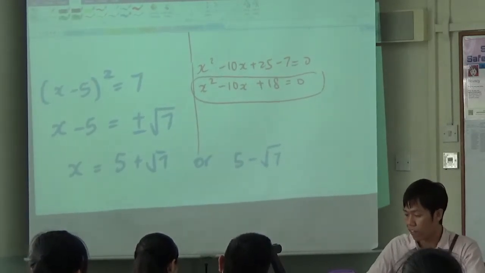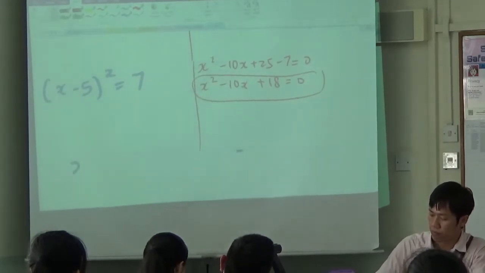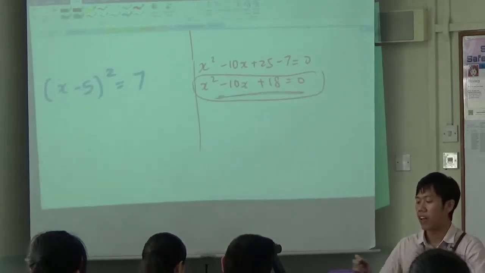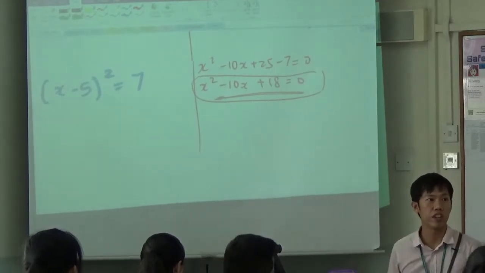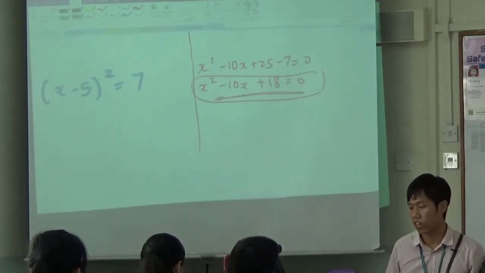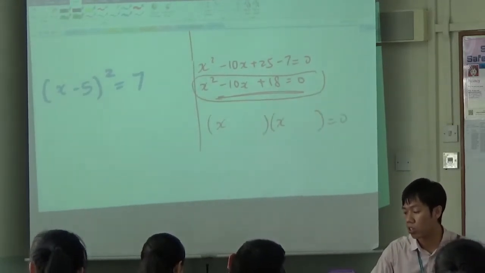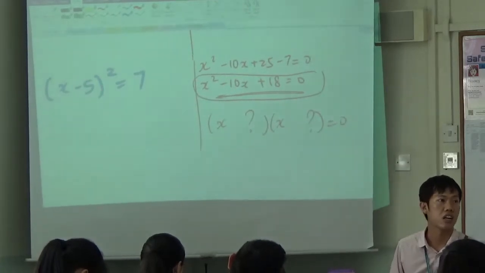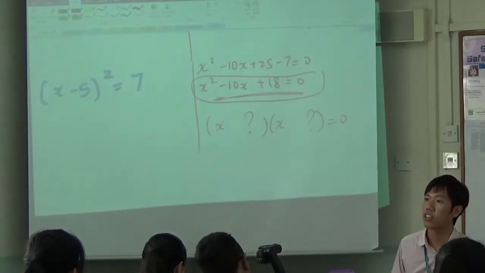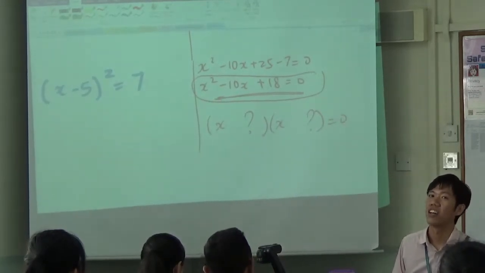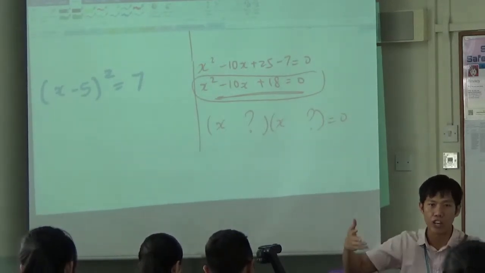Factorize? Shall we try factorizing this? Okay, let me remove all these first. So now, new question. I want you to solve this: x squared minus 10x plus 18 equals 0. Factorize, come on. You learned factorizing, right? Can we factorize? x with something equals 0. What is this over here? Can we factorize? Cannot. How do you know cannot? Because mode 3 actually tells you that you're going to get a whole string of decimals, right? That is a clue that you cannot factorize it.